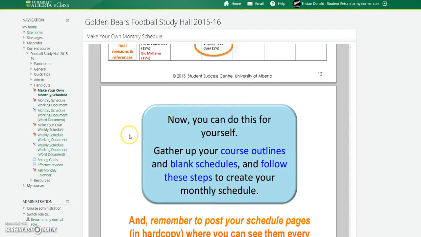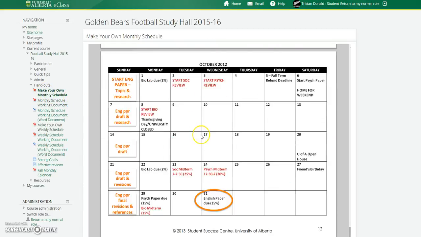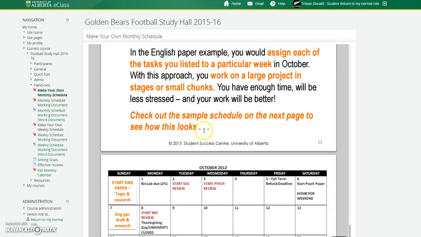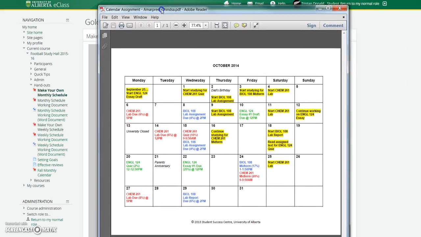Now you can do this for yourself. Gather up the course outlines. You'll need your course syllabus and the outlines. Get the scheduling and follow these steps. These steps can always be found in the eClass module. I want to give you a couple of examples that I have from other students. Here's an example. I'll drag over here.